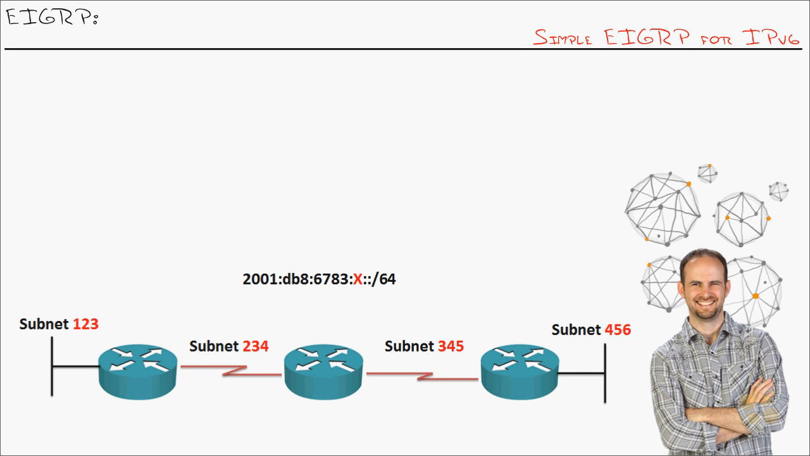Configuring EIGRP for IPv4 is pretty straightforward. But what if I told you configuring it for IPv6 is even easier, because there's no network command to figure out outside of these woolly addresses? So here's the network scenario that I've set up.